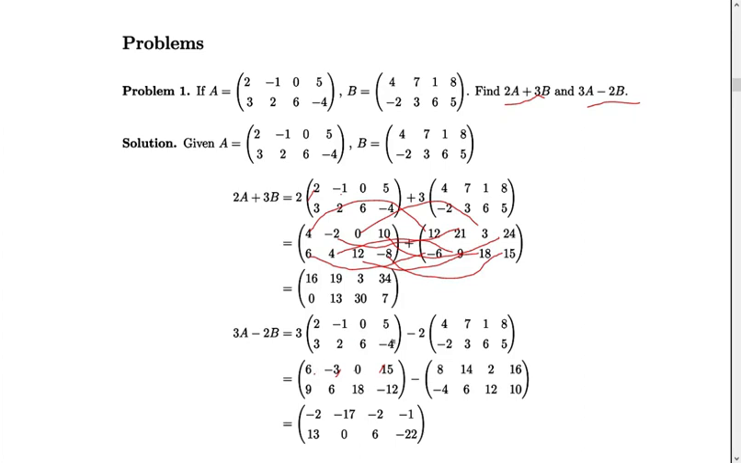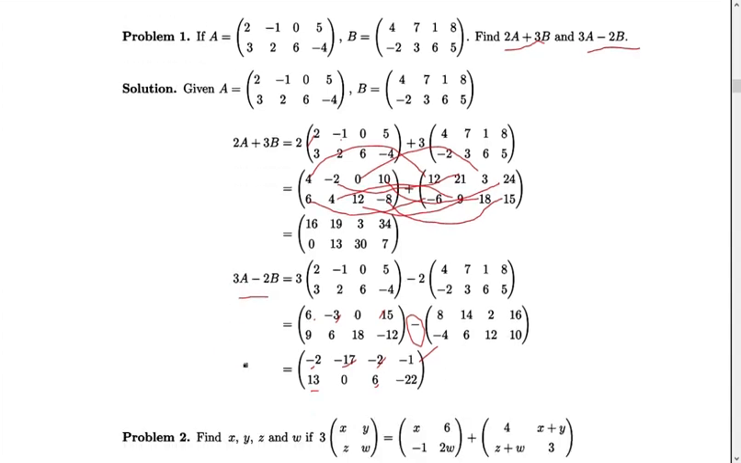Next we have to calculate; here the operation is minus. 6 minus 8 is minus 2, minus 3 minus 14 is minus 17, 0 minus 2 is minus 2, 15 minus 16 is minus 1. 9 minus of minus 4 is 9 plus 4, that's 13, 6 minus 6 is 0, 18 minus 12 is 6, minus 12 minus 10 is minus 22. That's the value of 3A minus 2B.